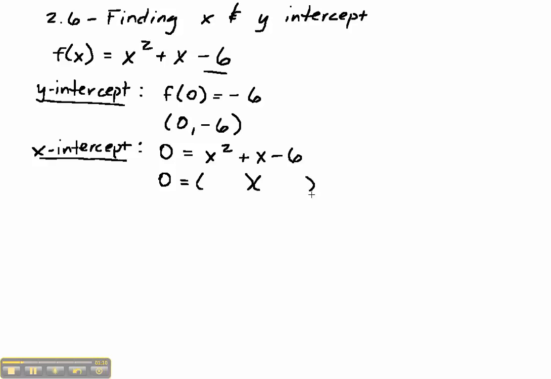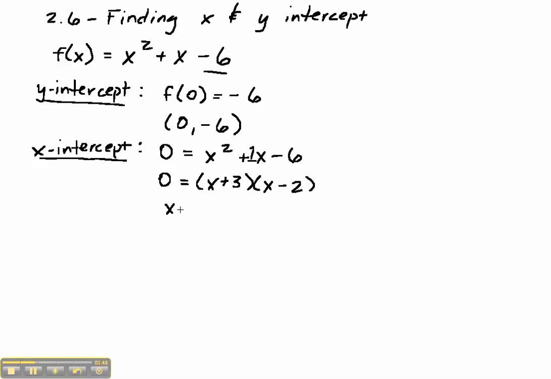And when we're factoring, we're just trying to write x squared plus x minus 6 as two parentheses. The first term in each parentheses is x, because x times x should give you x squared. And then the second terms in each parentheses, you're looking for two numbers that multiply to equal negative 6 and add to equal a positive 1. And those two numbers should be a positive 3 and a negative 2.